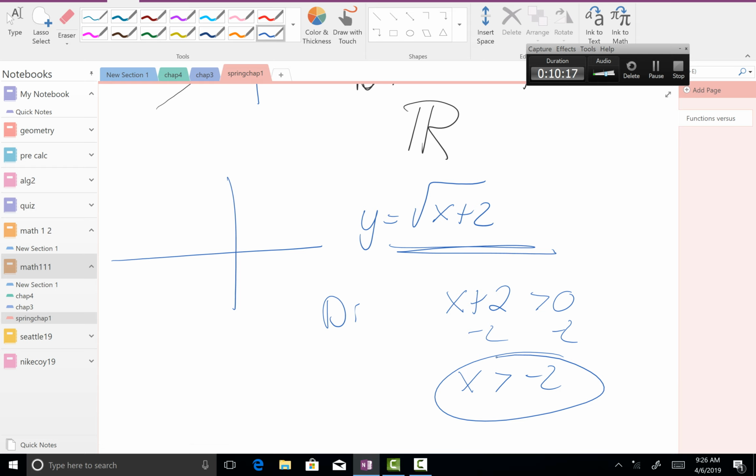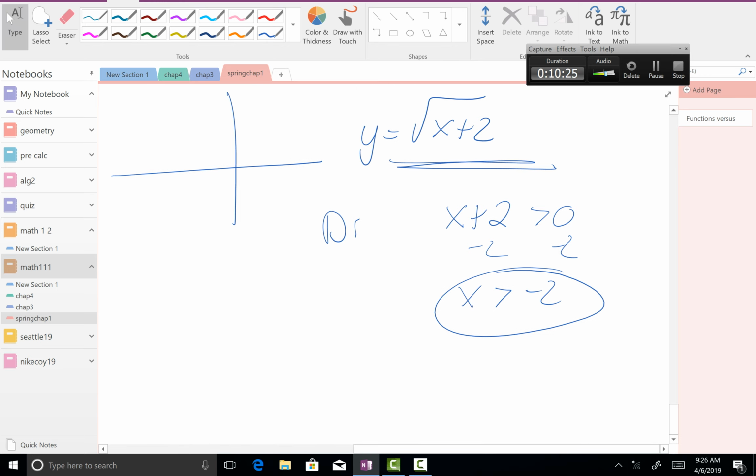go for it. All right? If you want to visually see it, graph it. It doesn't matter to me how you do it, okay? But we can't have a negative 3 in there. We can have a negative 2, but as soon as we go below negative 2, we're having an issue, all right?